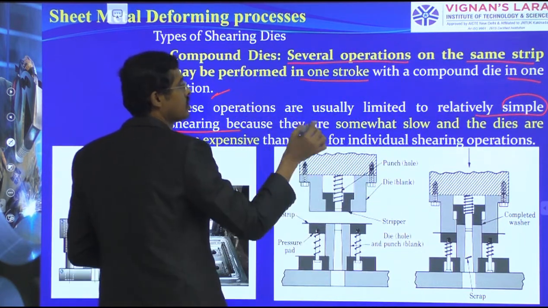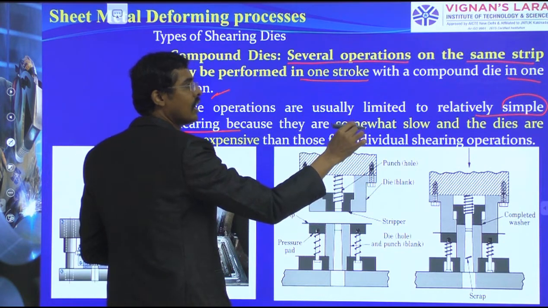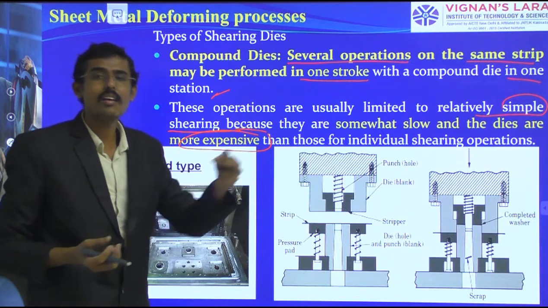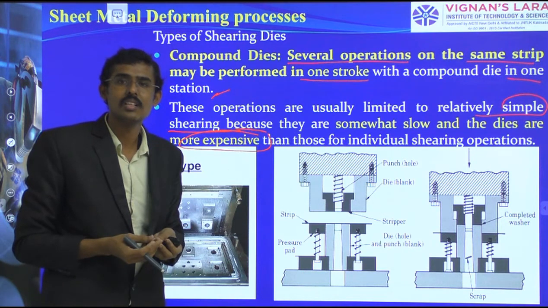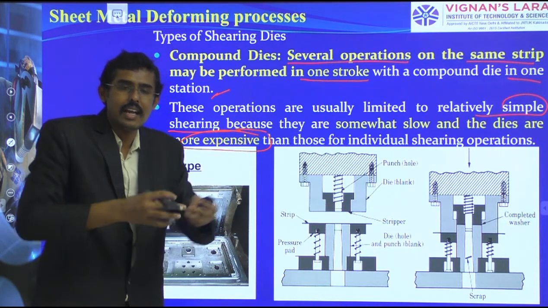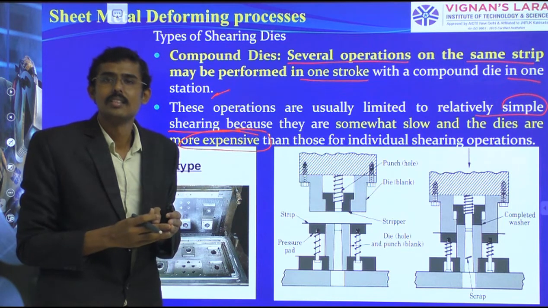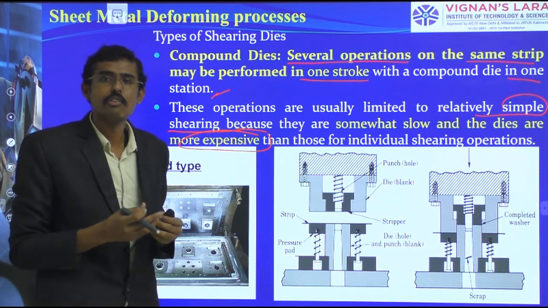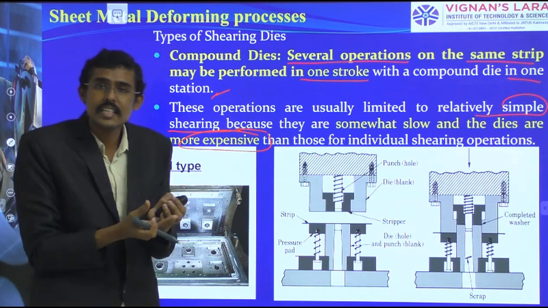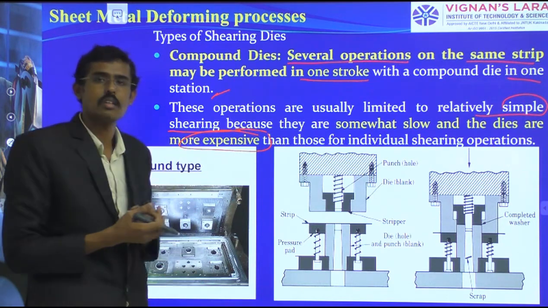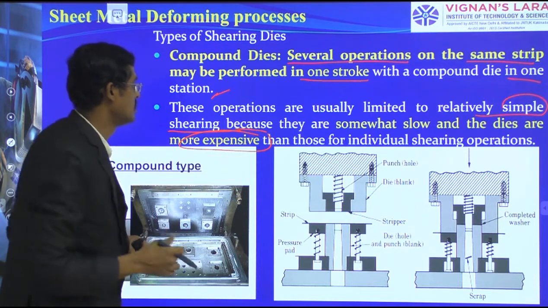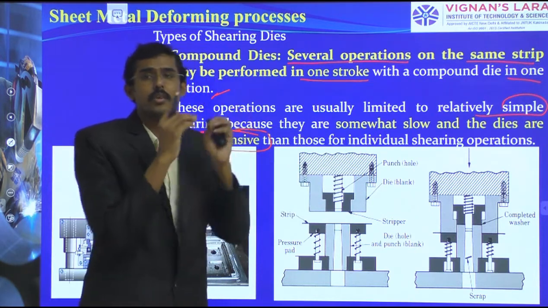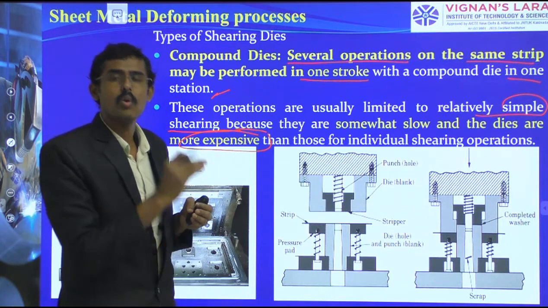shearing because they are somewhat slow and the dies are more expensive. Not like blanking and piercing, we are using a little bit larger, simple products, not that heavy designs. Therefore, when the die size is increasing, obviously the cost is also increasing. So for individual shearing operations, one stroke, one shearing.